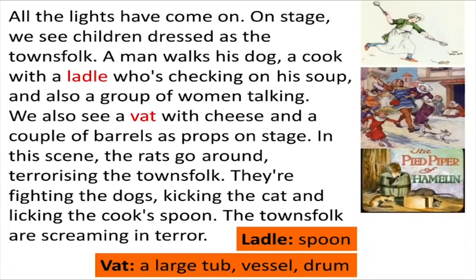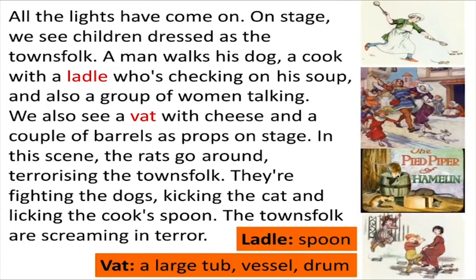In this scene, the rats go around terrorizing the townsfolk. They are fighting the dogs, kicking the cat, and licking the cook's spoon. The townsfolk are screaming in terror. So, this was the condition of Hamelin 500 years ago. The people were annoyed, totally terrified and worried because the rats had made a lot of disturbance in their life.